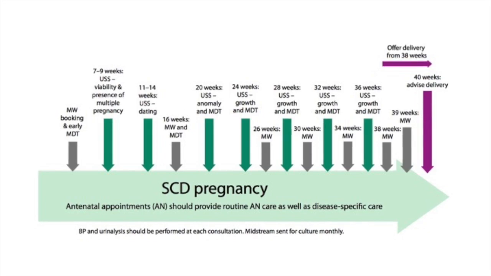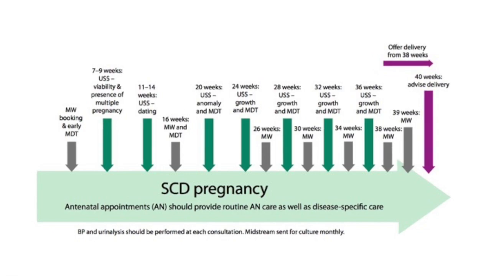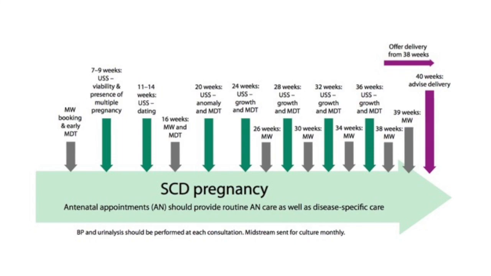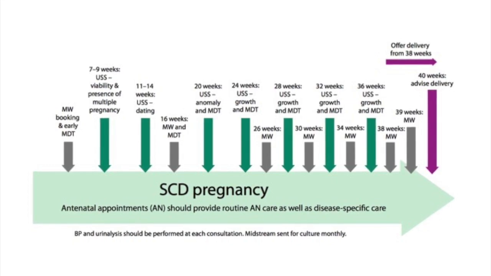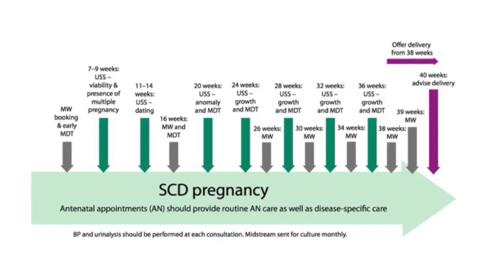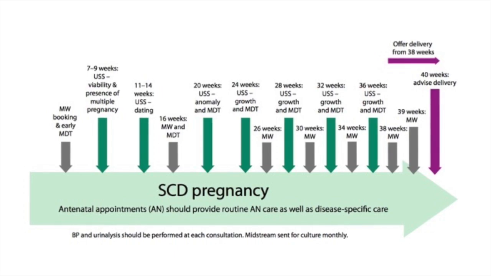So it says, with sickle cell disease, antenatal appointments should provide routine antenatal care as well as disease-specific care. BP and urinalysis should be performed at each consultation, midstream sent for culture monthly. So, midwife booking and early MDT, 7 to 9 weeks, ultrasound for viability and presence of multiple pregnancies should be checked. 11 to 14 weeks, ultrasound for dating.